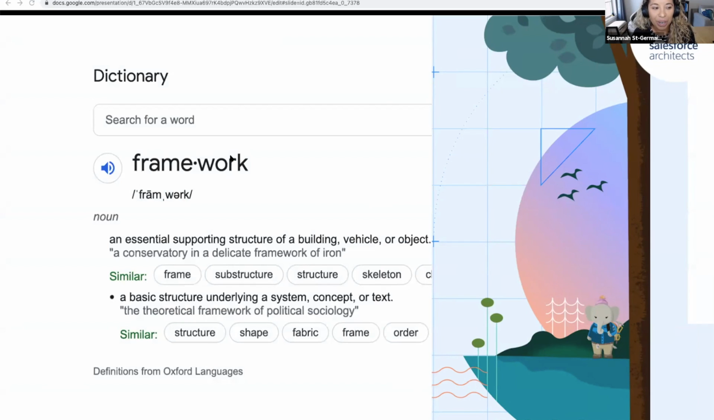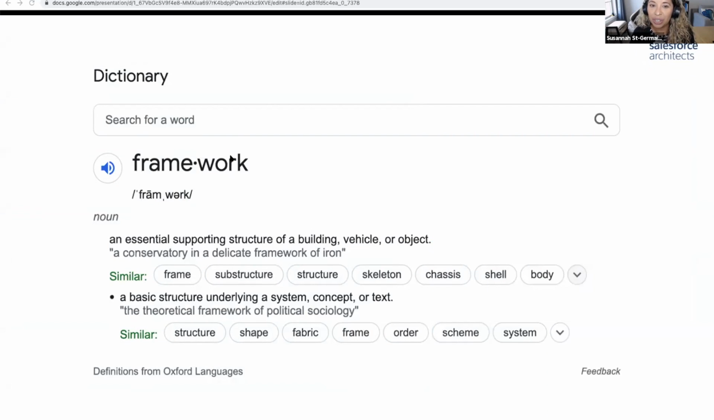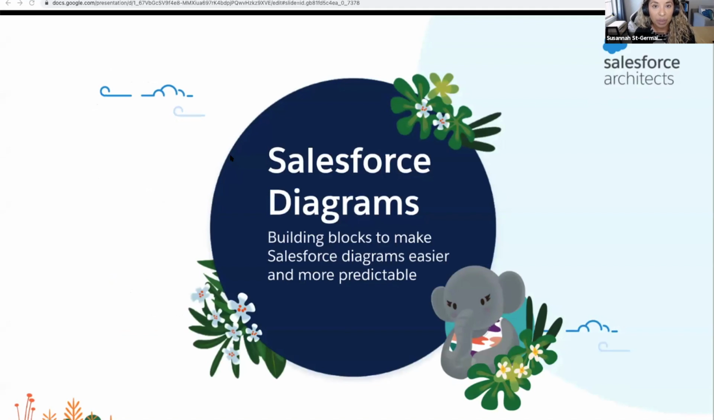So framework, according to the Oxford Languages definition provided by Google, is either an essential supporting structure of a building, vehicle, or object, so supporting structure, or a basic structure underlying a system, concept, or text. And what you'll see in both of these definitions is that it's a supporting structure and an underlying a system, concept, or text. So with Salesforce diagrams, we have a similar definition, really.